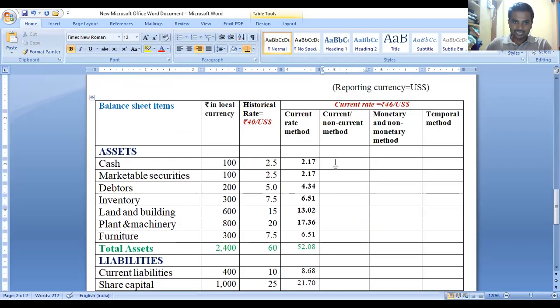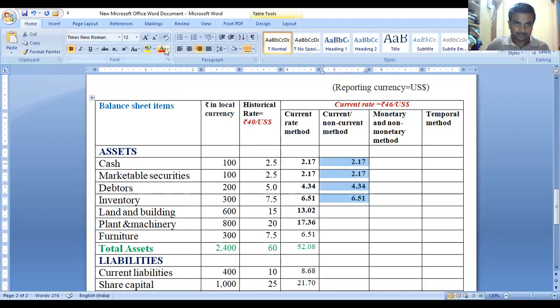Look at here: cash is a current asset, so we need to convert it at the current rate. How much is the current rate? This is the fourth column, indicating the current rate method. So 2.17. Marketable securities, also current assets, again 2.17. The debtors, 4.34. Inventory, also a current asset, 6.51. Land and building.